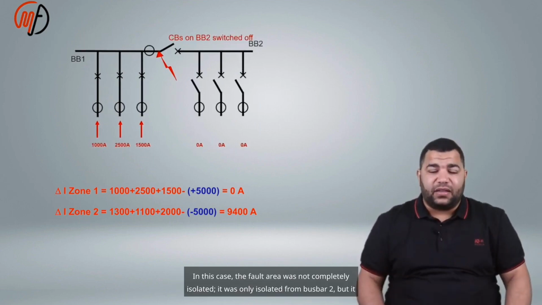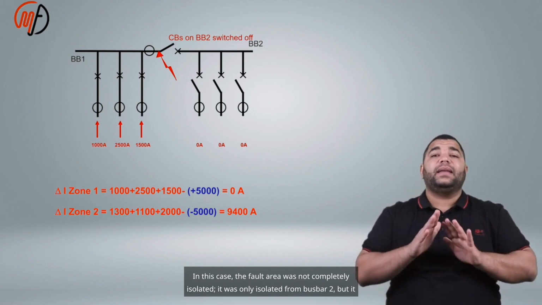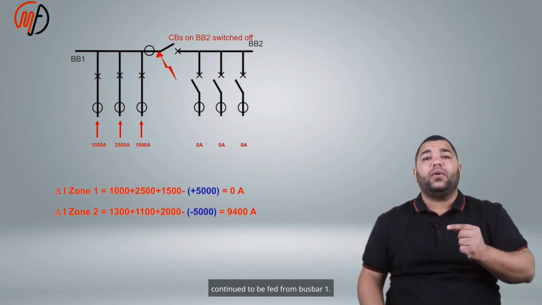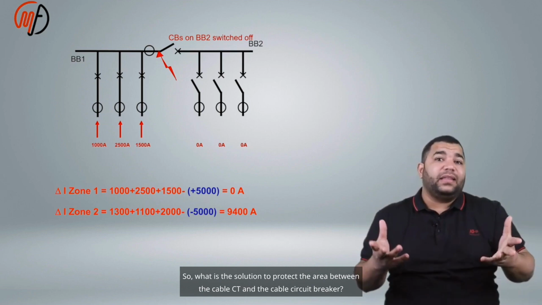In this case, the fault area was not completely isolated. It was only isolated from bus bar 2, but it continued to be fed from bus bar 1. This is incorrect.